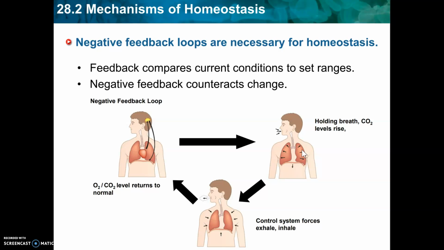All right, there are two types of feedback loops. First, we will look at negative feedback loops. Negative feedback loops are necessary for homeostasis. Feedback. What is feedback? Feedback is going to compare current conditions to set ranges. A negative feedback will counteract a change.